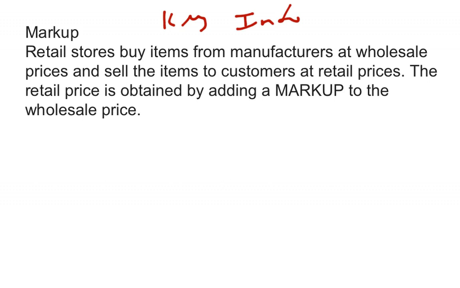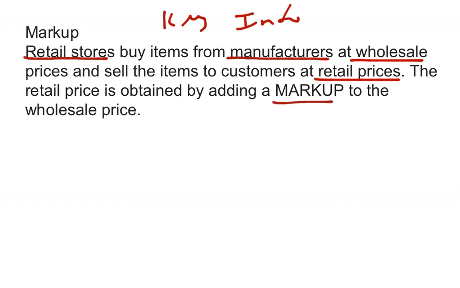Key information number one is the definition of markup, and it's got a lot of vocab in it, so I want you to write it down, and then we'll go back and define each term, matching it up with the picture. So you have a retail store. That was one of the parties in our little diagram. They're buying things from manufacturers or from warehouses at wholesale prices. And then they're going to sell their items at retail prices. And the difference between those two things is the markup.